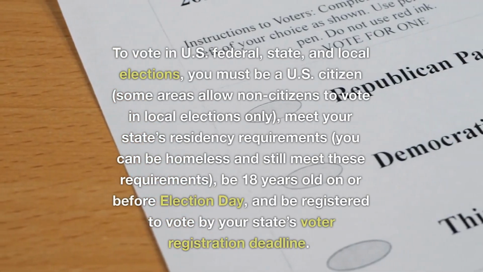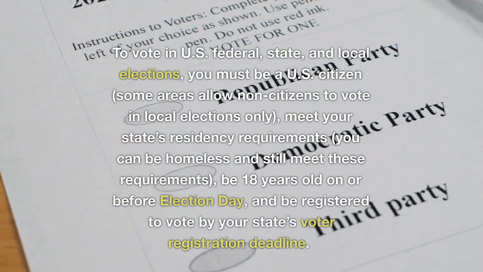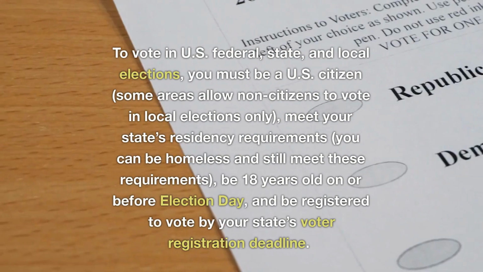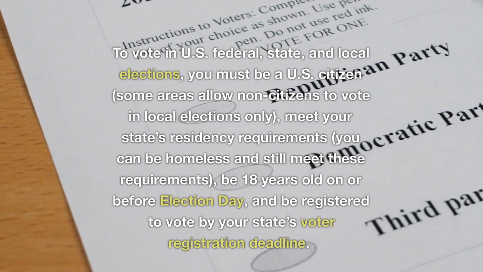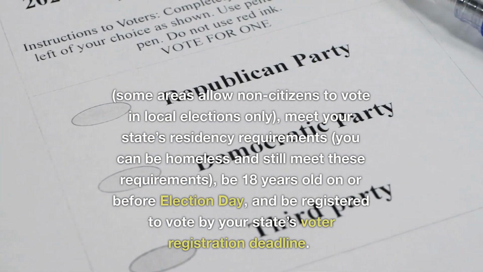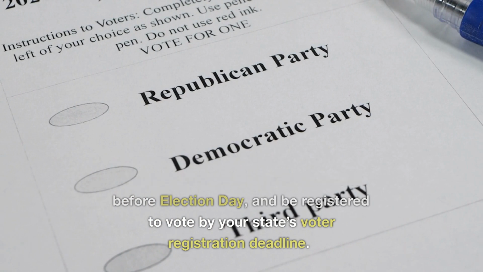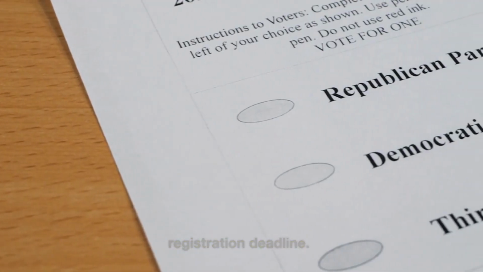To vote in U.S. federal, state, and local elections, you must be a U.S. citizen. Some areas allow non-citizens to vote in local elections only. Meet your state's residency requirements. You can be homeless and still meet these requirements. Be 18 years old on or before Election Day, and be registered to vote by your state's voter registration deadline.